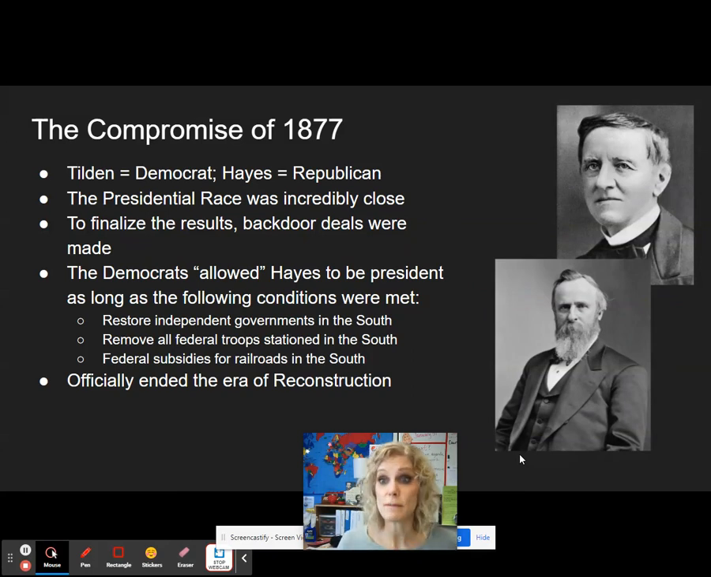And this election officially ended Reconstruction, sadly enough. A lot of historians say that Reconstruction ended too soon. But this compromise between these two men and their parties was called the Compromise of 1877.